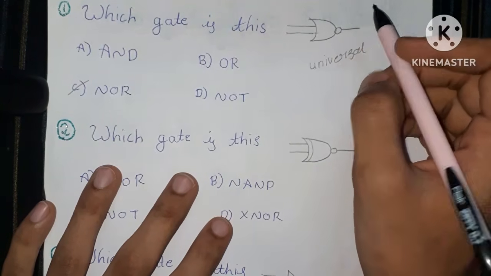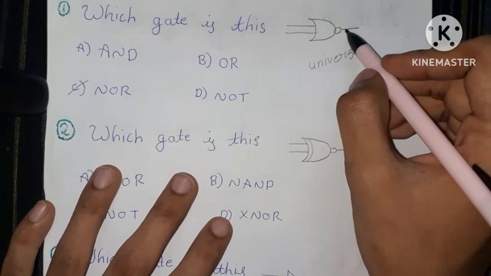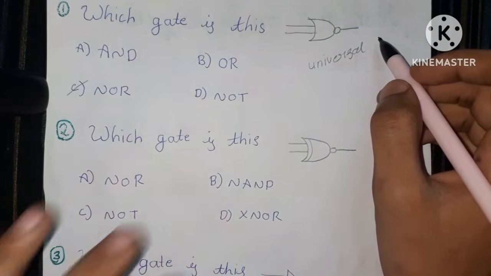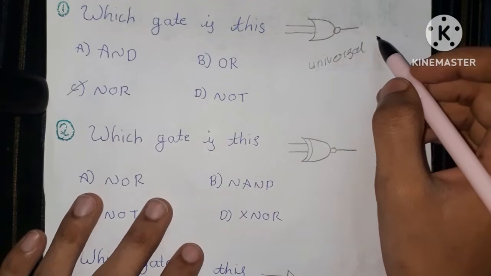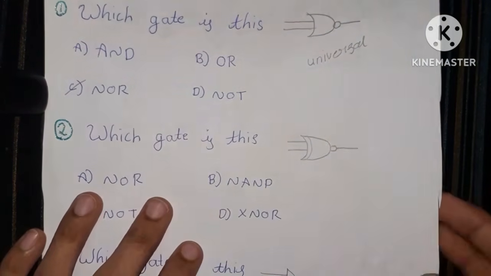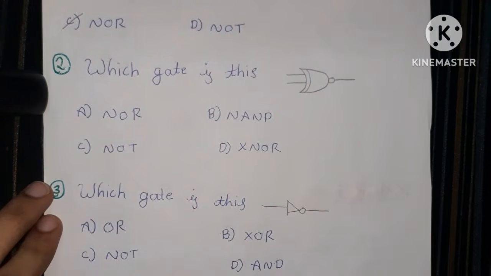Sorry, NOR gate, because here there is a NOT gate also attached to this OR gate. This is known as a universal gate. It's my mistake that I explained it as an OR gate. No, this is a NOR gate. This is a NOR gate. Okay, next, second question.